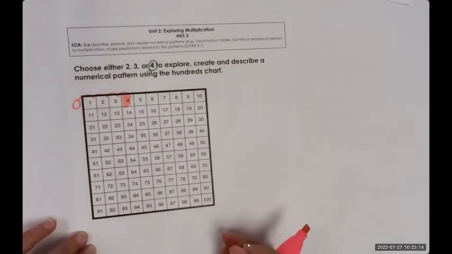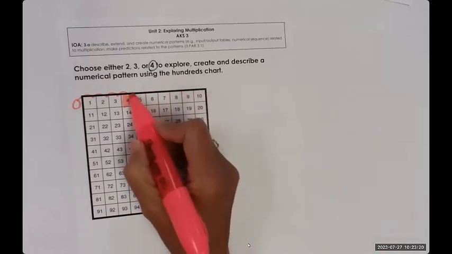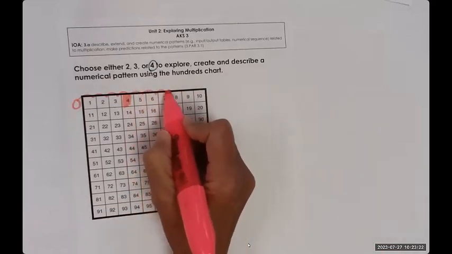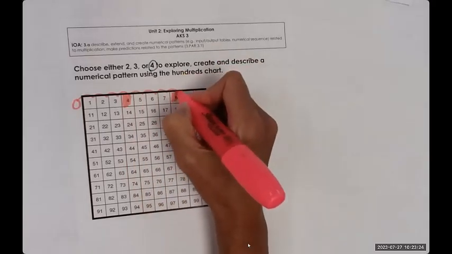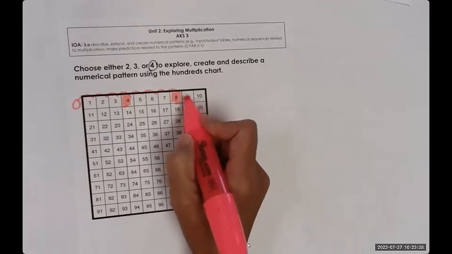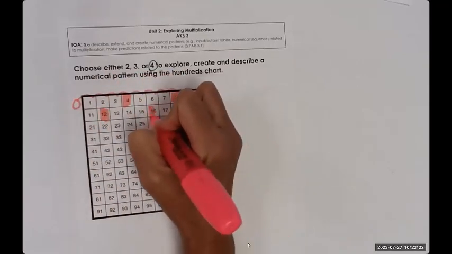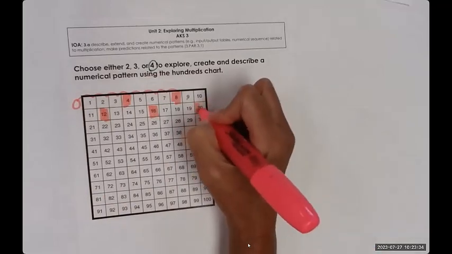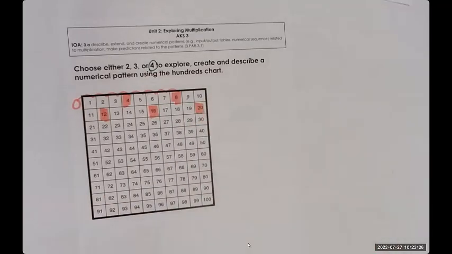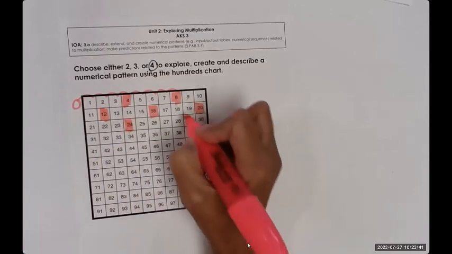And my first number in my counting sequence will be 4. If I count 4 more, 1, 2, 3, 4, the next number in my counting sequence is 8. And I'm going to continue that. 1, 2, 3, 4. There's 12. And I'm going to go ahead and highlight, skip count the numbers that are in the counting sequence when we skip count by 4s.